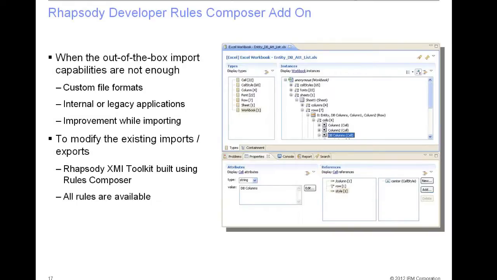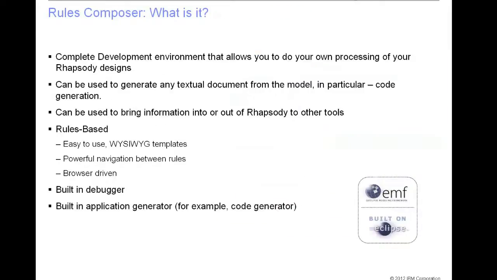The Rules Composer itself was used in a couple different ways. So it's used for the XMI toolkit, right? As I just said, if you don't like the way Enterprise Architect is being imported, you can get the Rules Composer and change that mapping. The Rules Composer is also how the Ada code generator was built. So you can use it to build custom code generators. And if you go to the next slide, we have a little bit more detail about what it is.